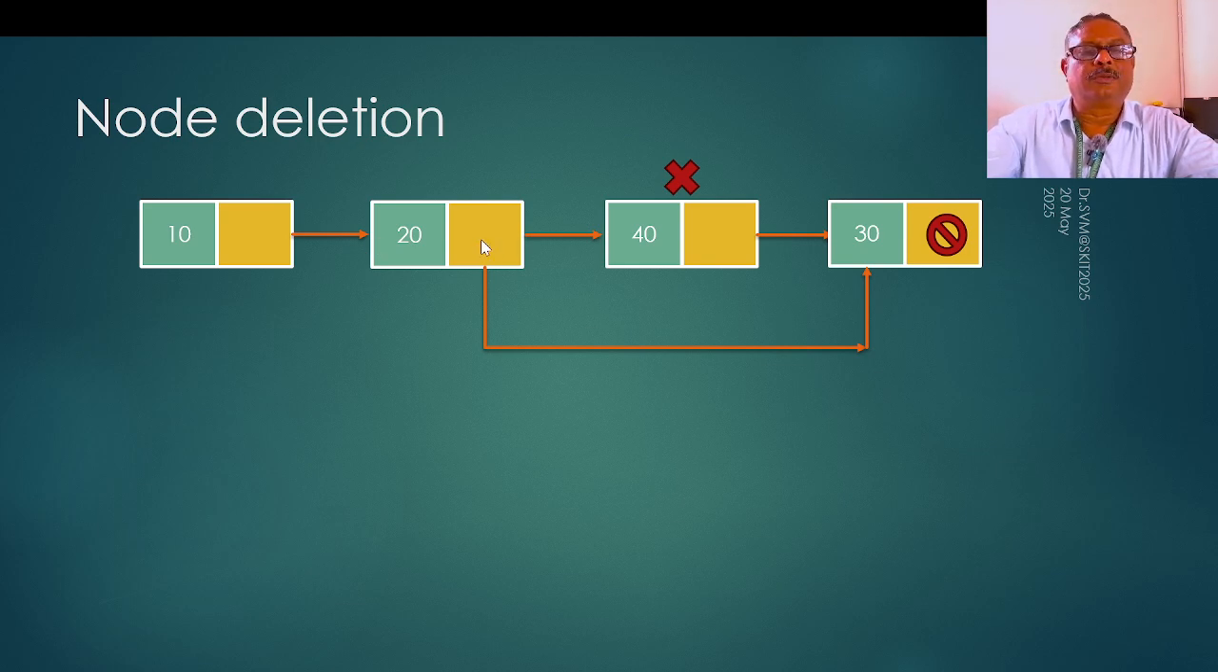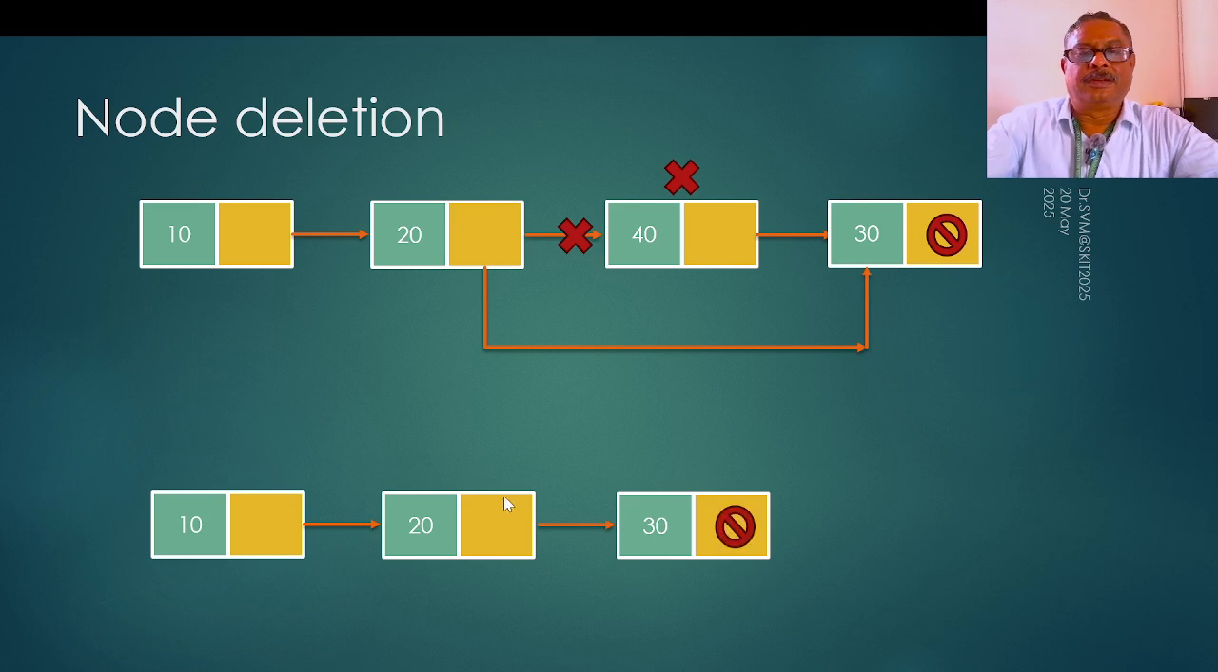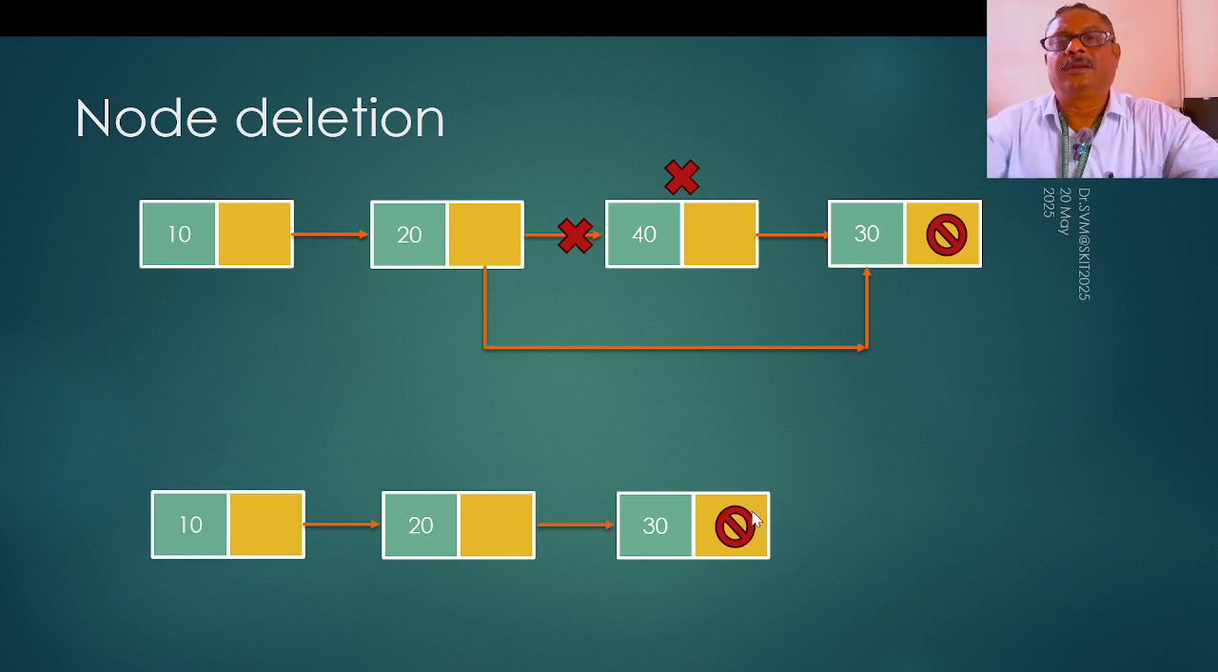So in the current node's next, we should write current node's next's next address. Then this link gets connected, and then later we need to delete this node, free the memory. So once this node is connected, automatically this gets disconnected. So once this is deleted, then we get this. So first node is 10, second node is 20, this 40 is deleted, and after 20, direct connection is made to 30. So let's look at the code, how this is done.